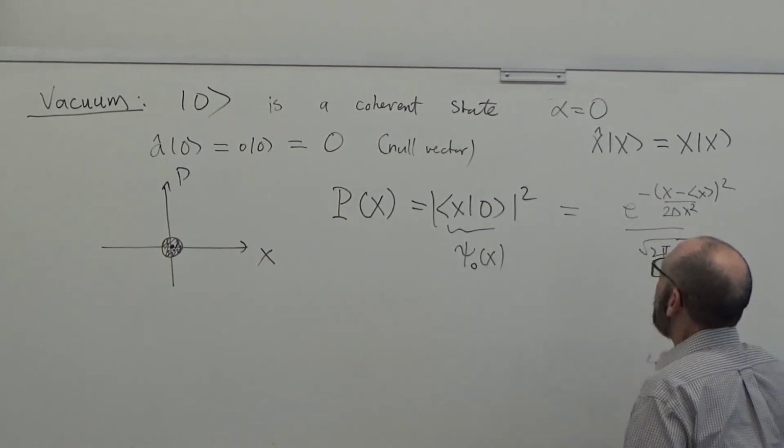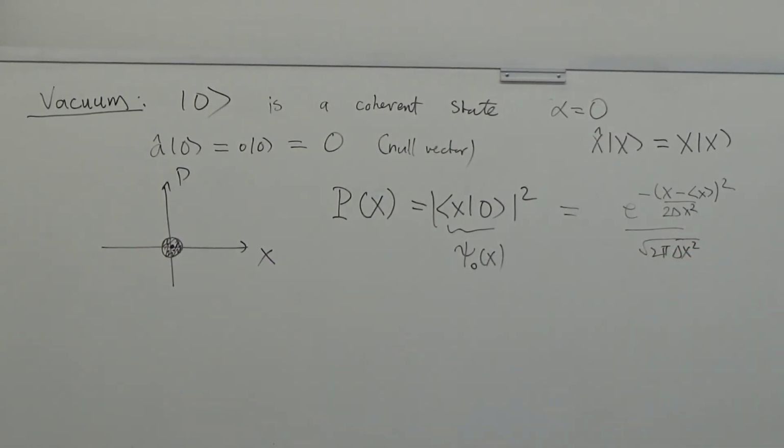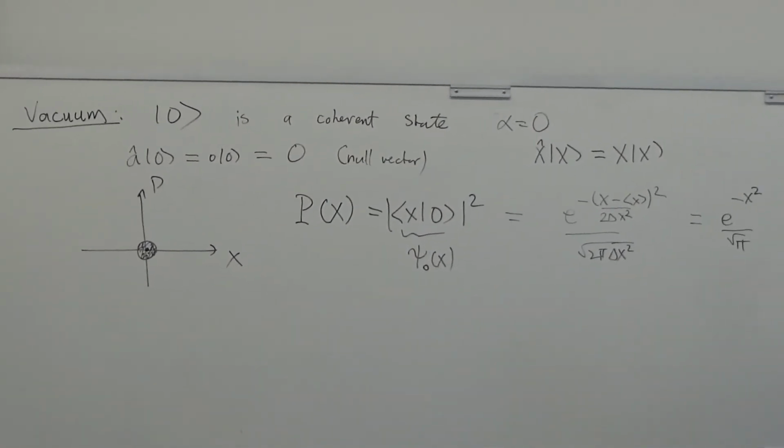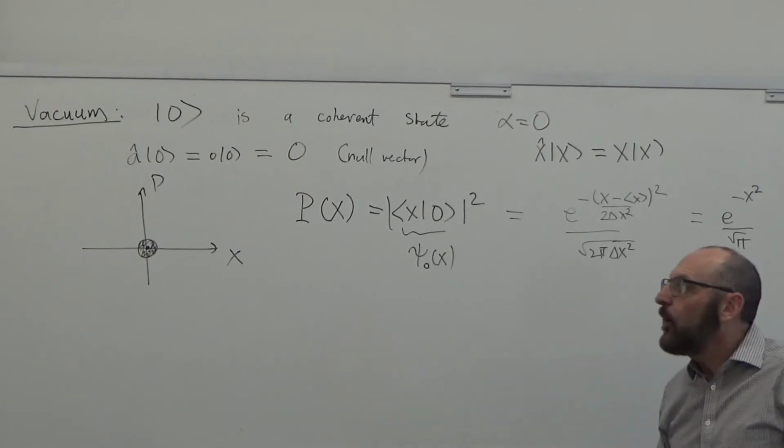is I memorize the formula for a Gaussian. And for the ground state, what is this? What is the mean x? 0. And what's the fluctuations in x? The variance is 1 over 2. So this is equal to e to the minus x squared over square root of pi, right? That's the probability density of finding that quadrature.